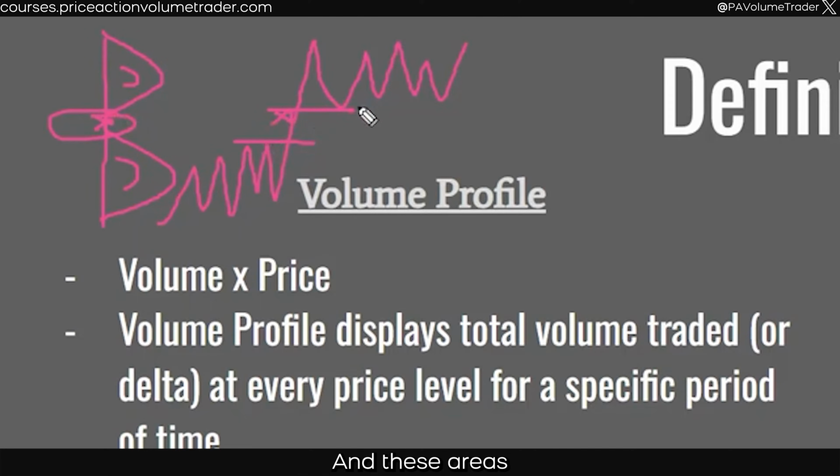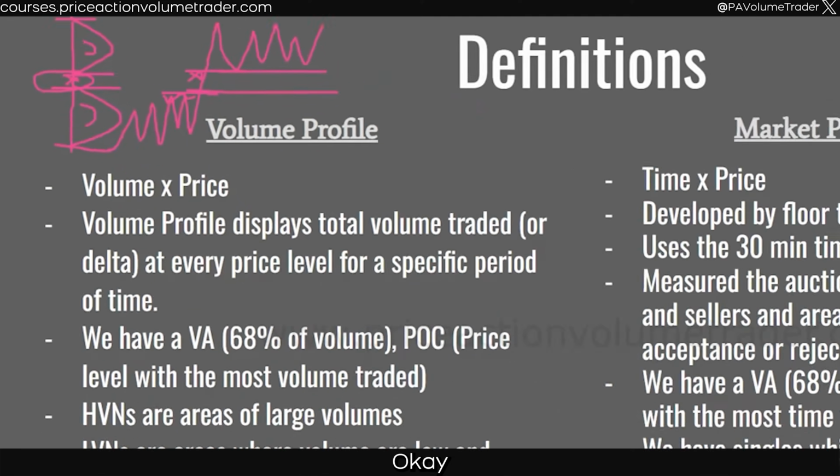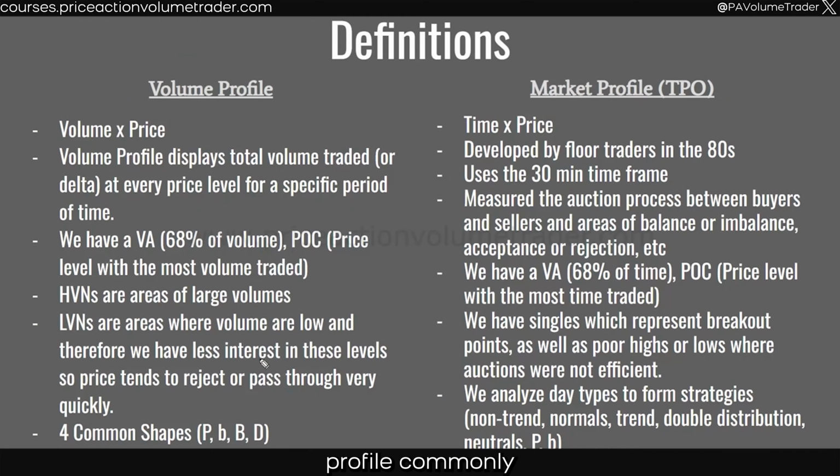And these areas are going to be the edges of the high volume nodes, which are always going to be obviously right above or below low volume node areas. These are going to be big areas of support and resistance, okay? And the volume profile, commonly there's 4 shapes that we can analyze.